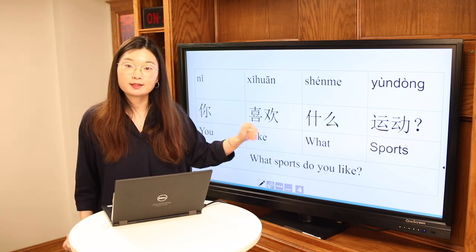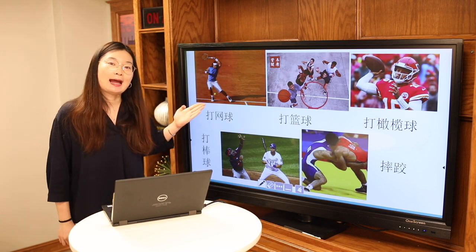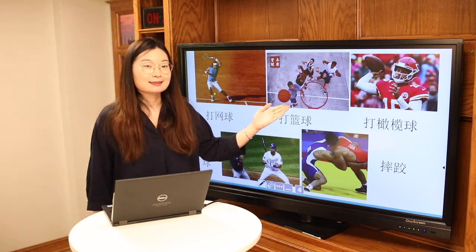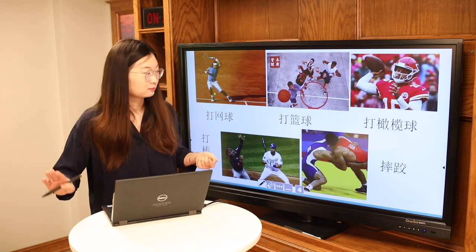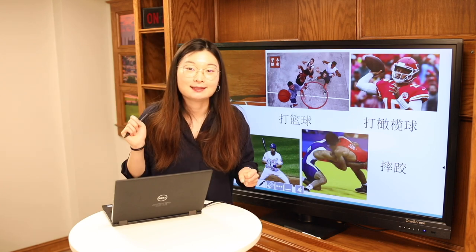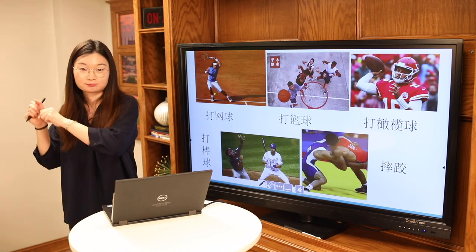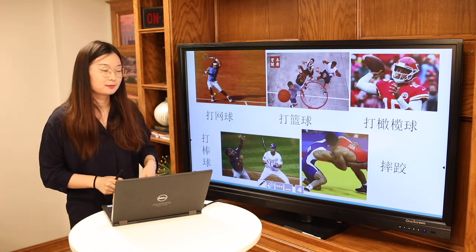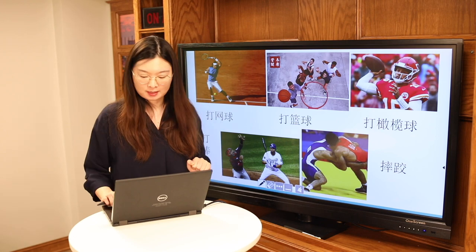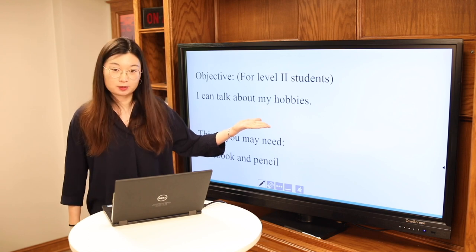你喜欢什么运动? The vocabulary we learned. 打网球。打棒球。And then 摔跤. So today we will continue learning some vocabulary about hobbies.